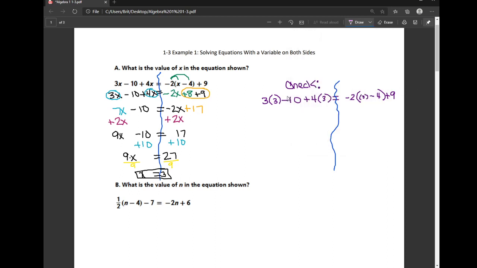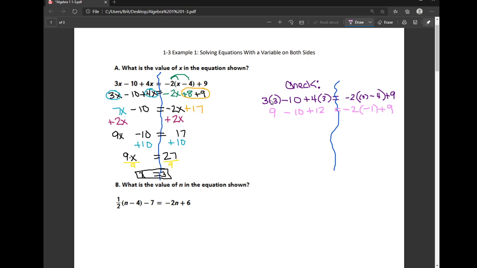Alrighty, so let's take a look. So here, 3 times 3 is 9, minus 10, and then 4 times 3 is 12. On my right-hand side, I have a negative 2 times, and then 3 minus 4 is negative 1. Notice I'm satisfying the parentheses before I multiply. And then I'm adding 9.